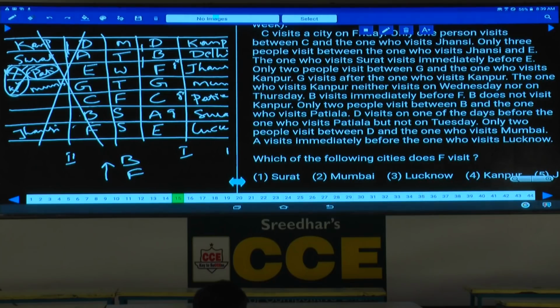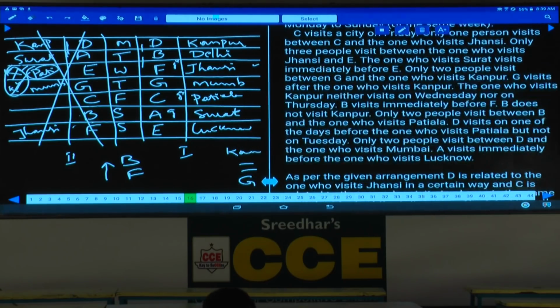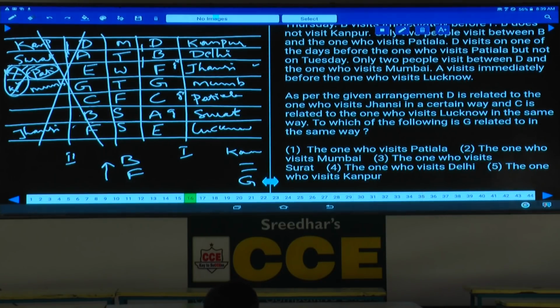Then the next one, question number 16. As per the given arrangement, D is related to the one who visits Jhansi. Between D and Jhansi, there is exactly 1 person, isn't it? In a certain way, C is related to the one who visits Lucknow. Between C and Lucknow, there is exactly 1 person.